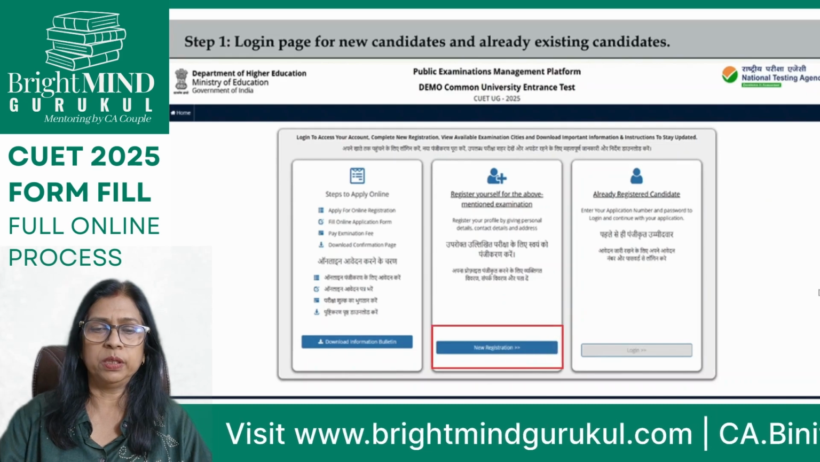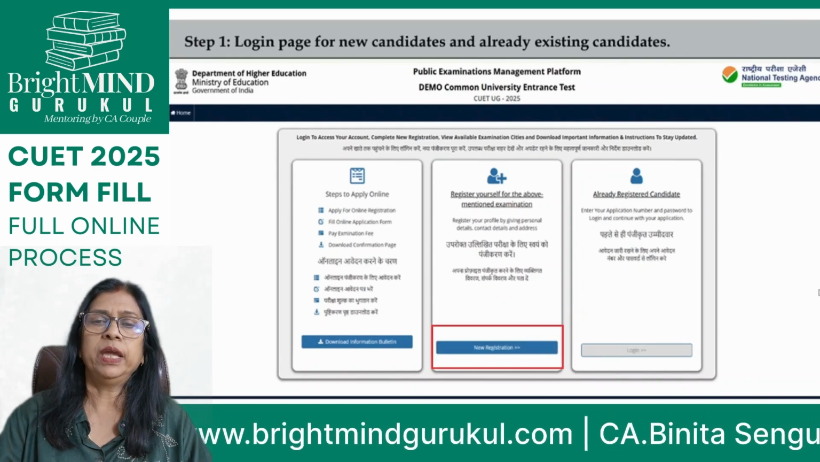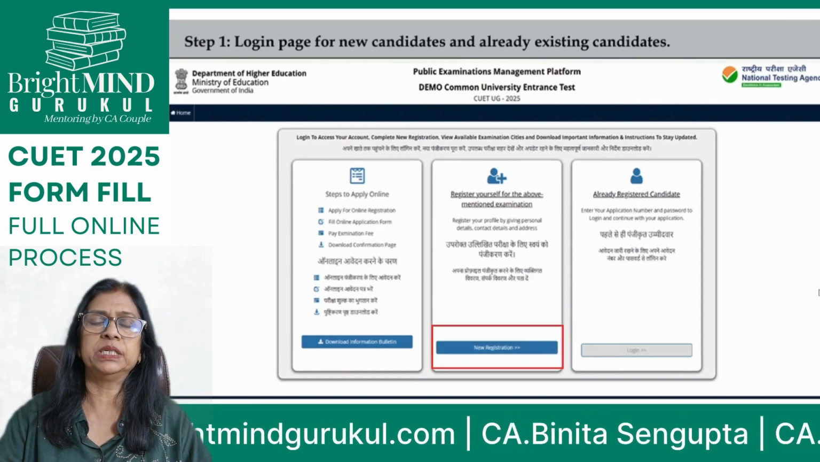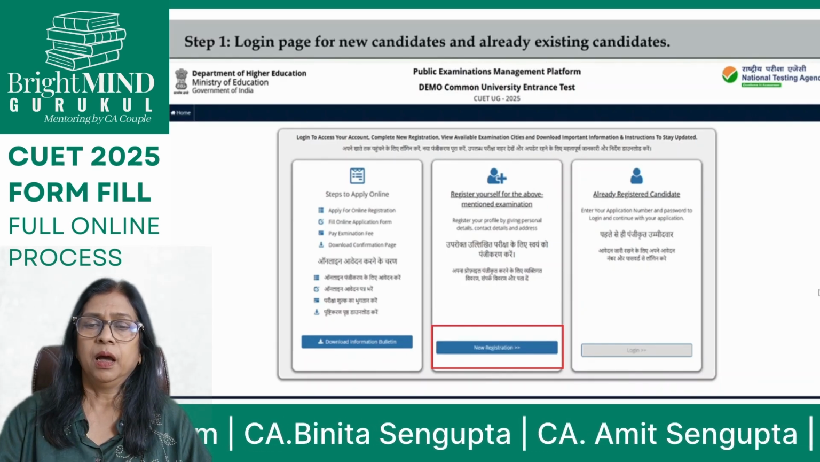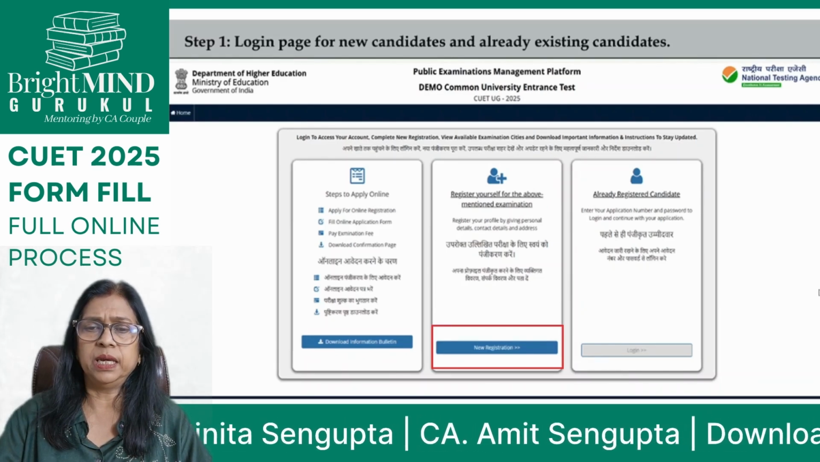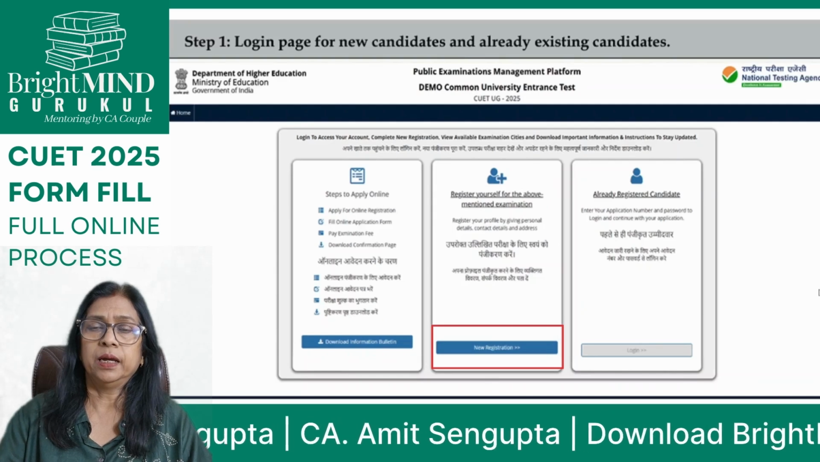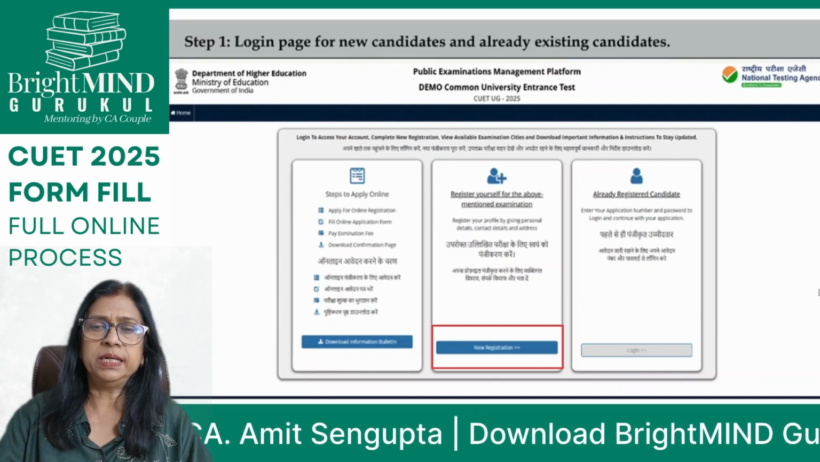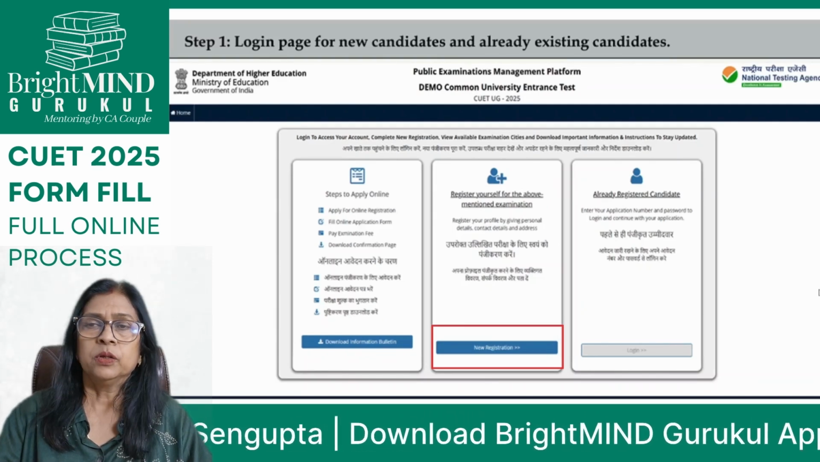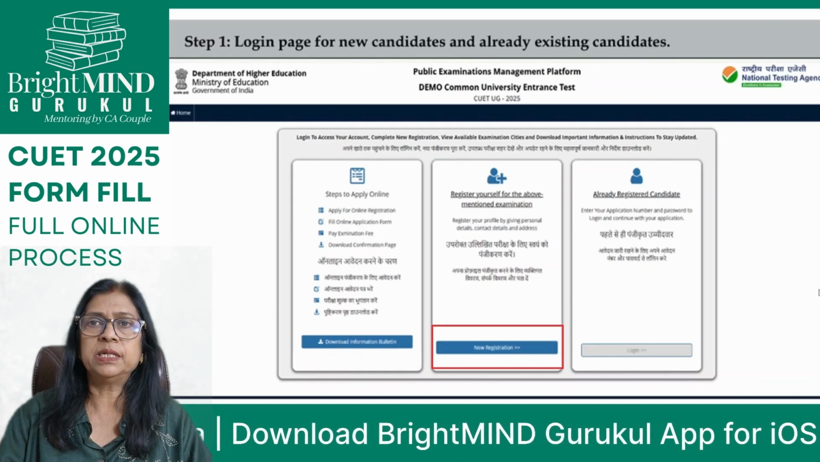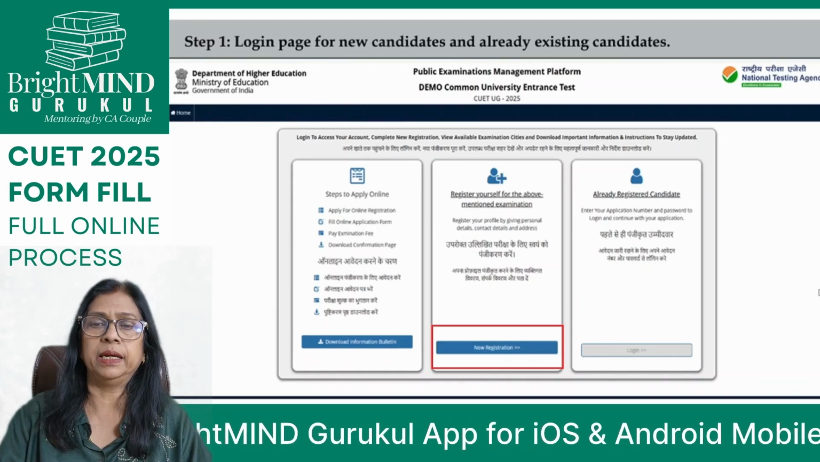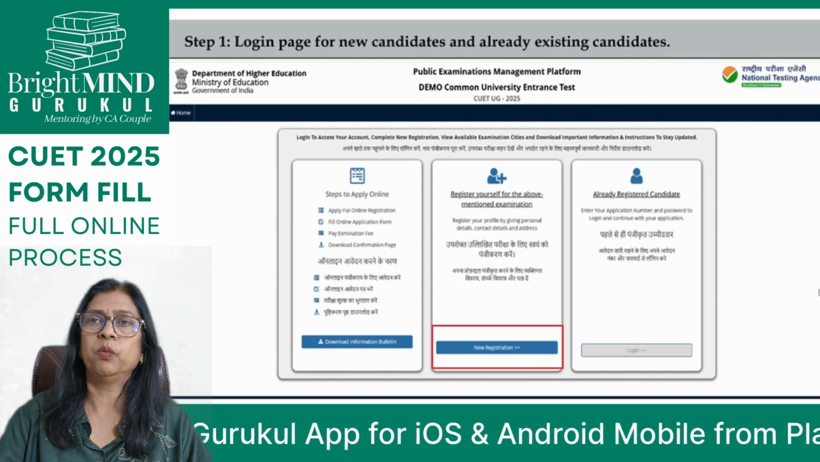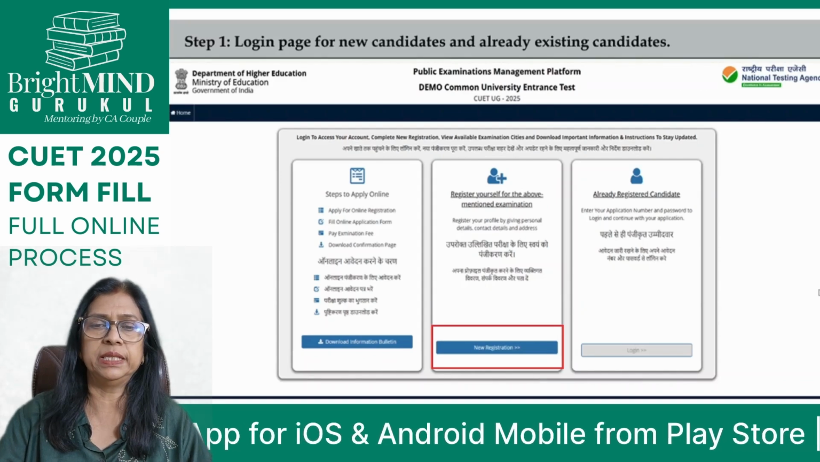So you click on the new registration where you will get a number of fields that you have to fill regarding your name, your father's name, your mother's name, your date of birth, your address, all the details you need to fill up. Just remember that you fill the correct phone number and mail ID because you need to access them quite often. You will get the information there only.